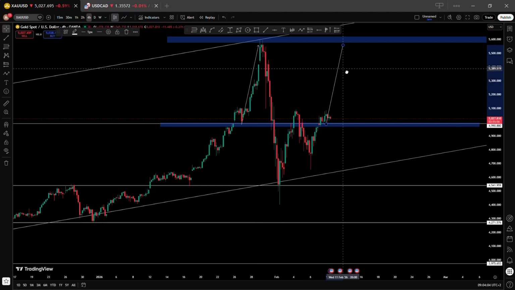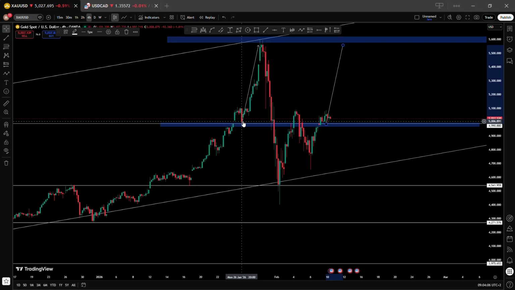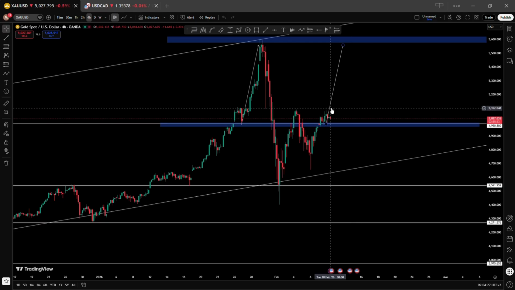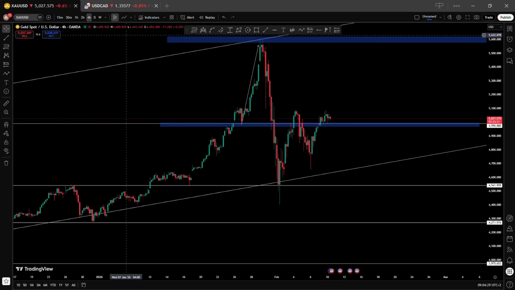This was around Monday the 26th of January. Today is a Tuesday, Tuesday the 10th of February. So this was January, this is February. So we can expect the market to even shoot up. That's what I'm actually expecting on gold.